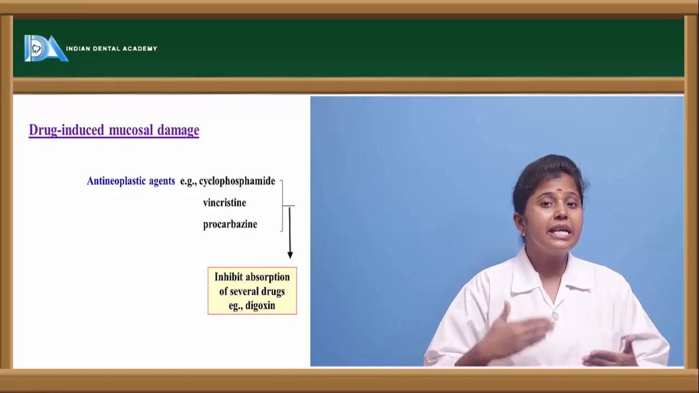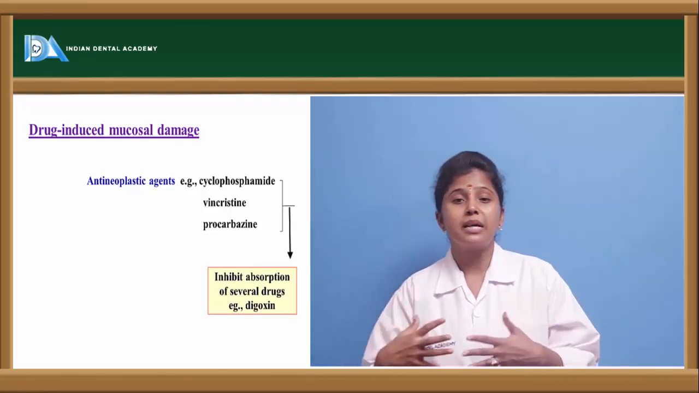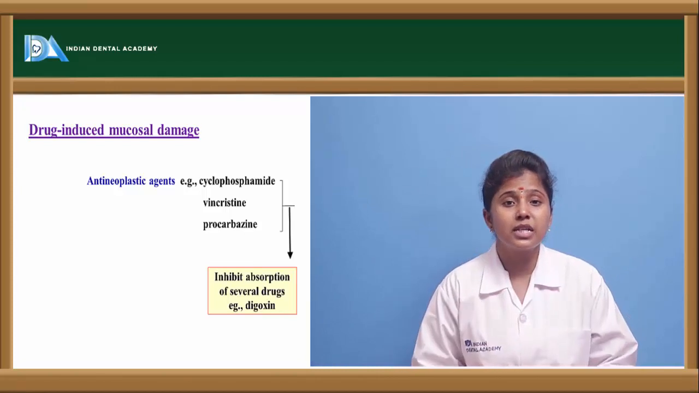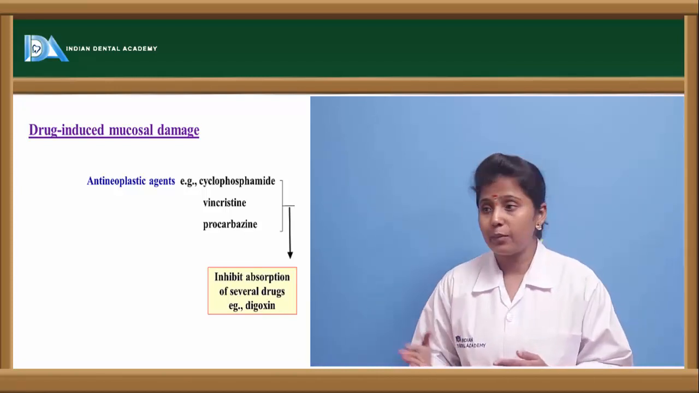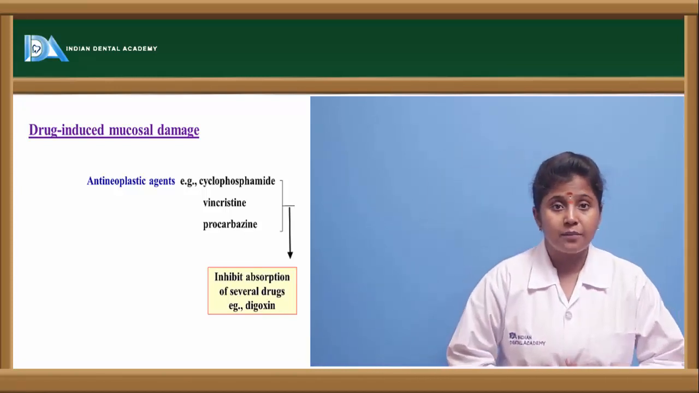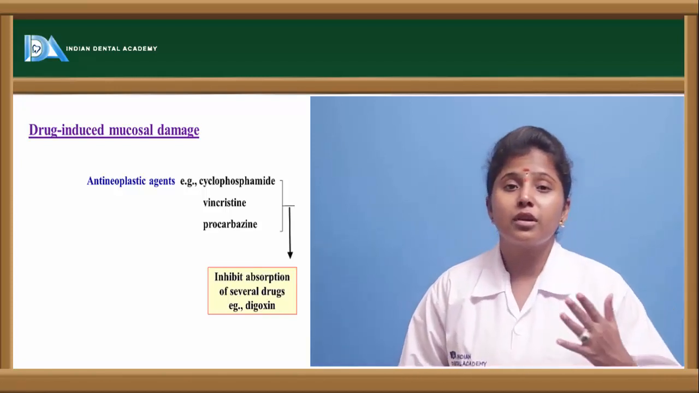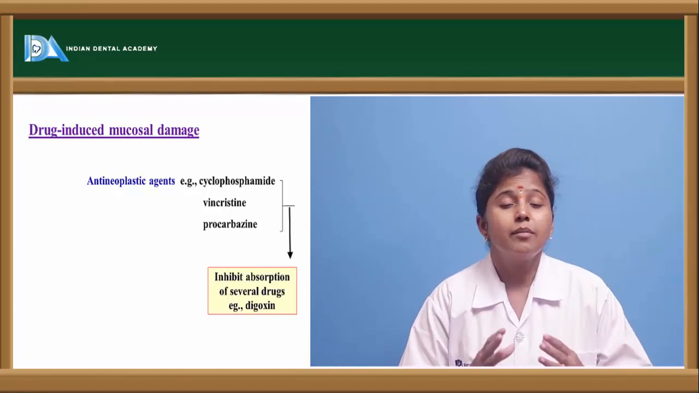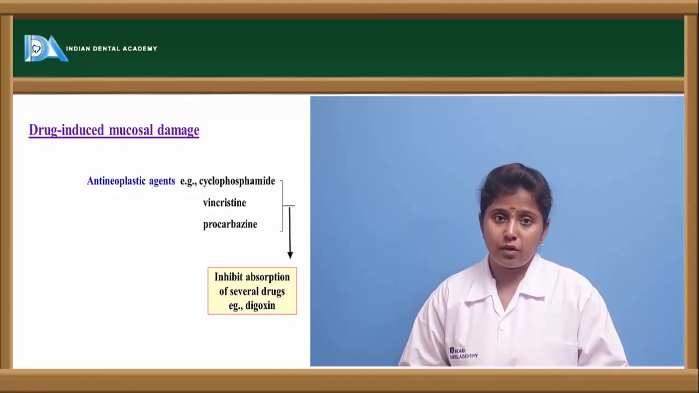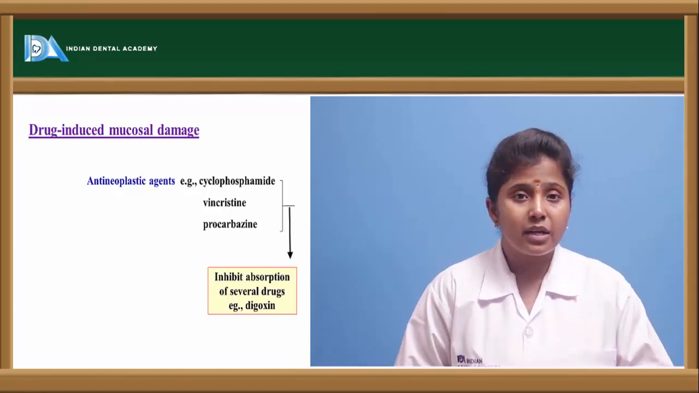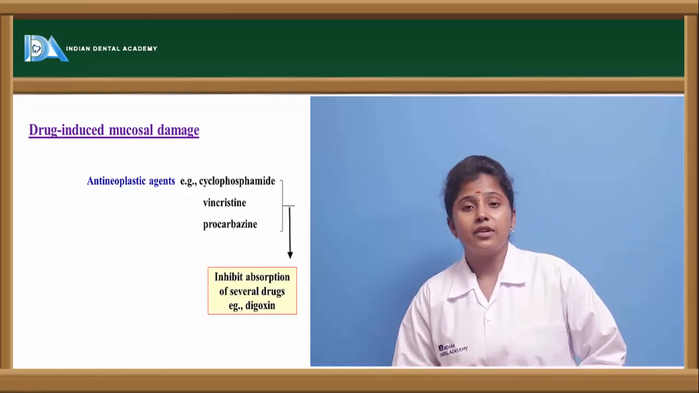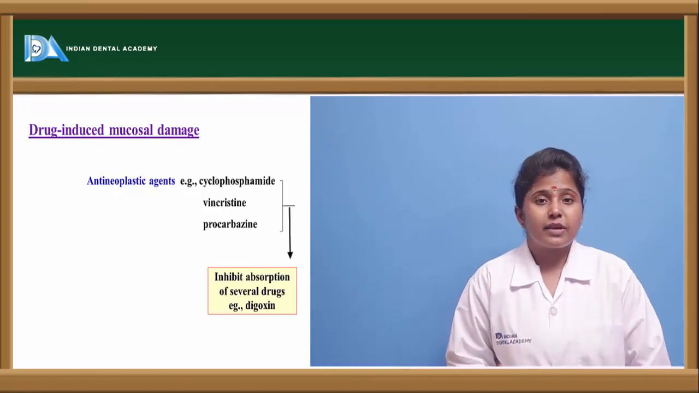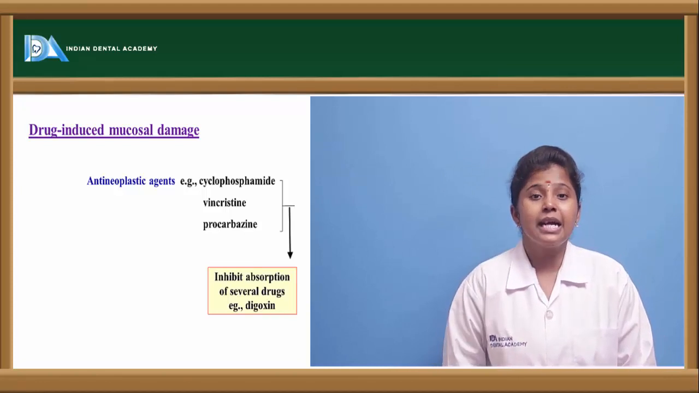They stimulate the excessive, or else what do? They become toxic in the body. So if they are toxic, that leads to mucosal damage. For example, a drug like digoxin should not be given with antineoplastic agents like vincristine or procarbazine, because they reduce the absorption of digoxin. If it is not absorbed, it remains in the systemic circulation, and it aids in the stimulation of HCl, and thereby the mucosa is getting damaged.